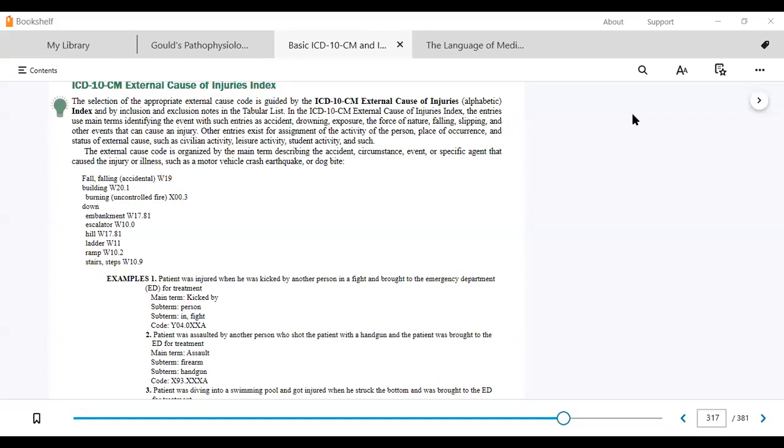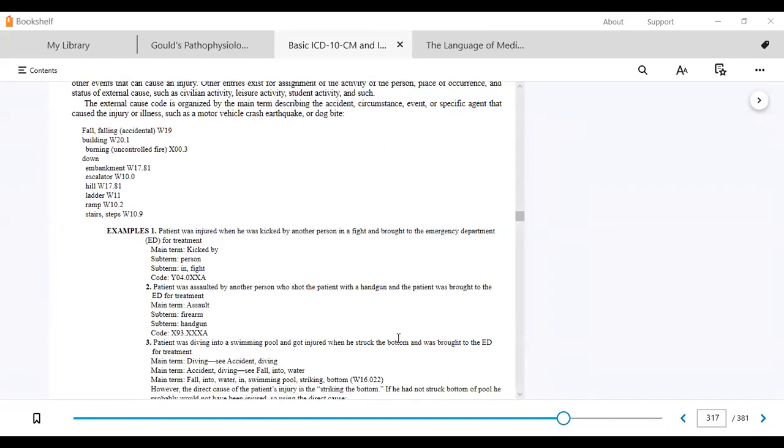So let's take a look at example 1. Patient was injured when he was kicked by another person in a fight and brought to the emergency department. So we know that we're going to have the main term kicked by, subterm person, subterm in a fight. The code would be Y04.0XXA.